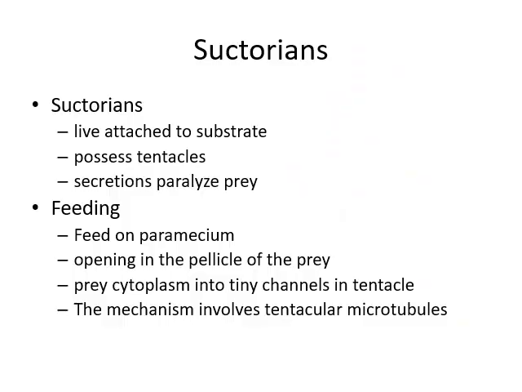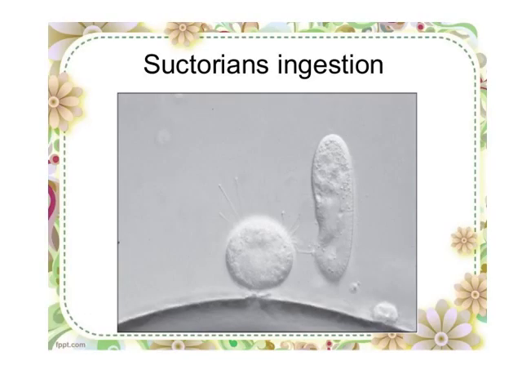Suctorians. Suctorians are other ciliophorans that live attached to the substrate. They possess tentacles and secretions that paralyze the prey. They feed on Paramecium or other animals. Basically they digest an opening in the pellicle of the prey and then suck the cytoplasm through tiny channels in the tentacles. This mechanism involves tentacular microtubules.